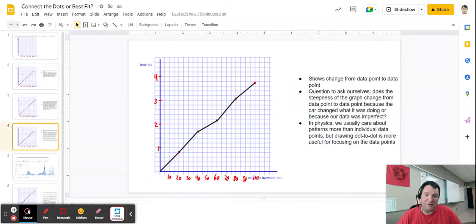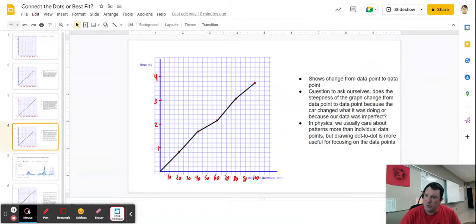And I would argue that a best fit line, because those data points aren't really exactly right, would be the better choice, even for trying to make an approximation of how much time it would take to go 70 centimeters. When we're doing physics, we care more about the patterns than we care about the individual data points, because we know that our individual data points aren't exactly right. And drawing dot to dot is more useful for focusing on the exact data points, which is not what we want to do when we're looking for these patterns when we're doing physics.